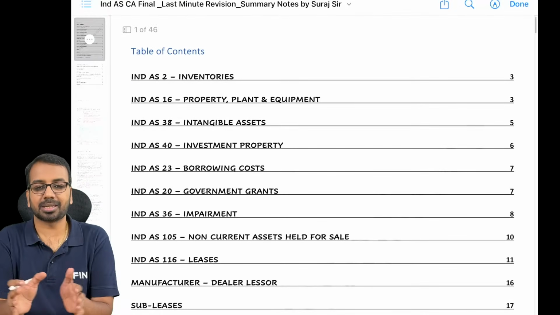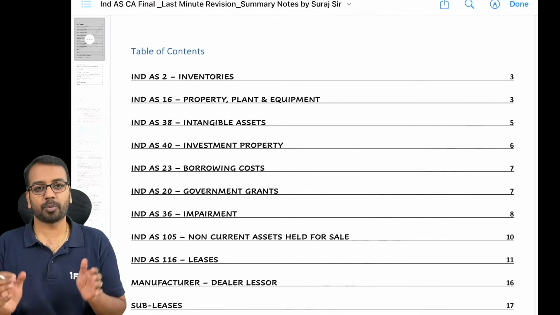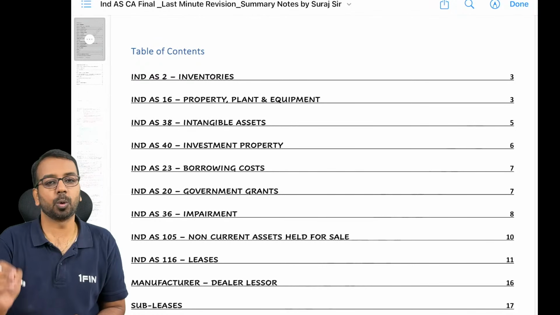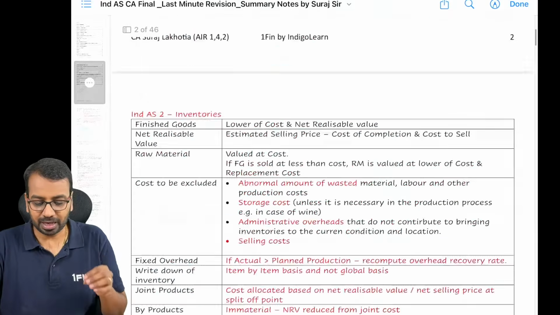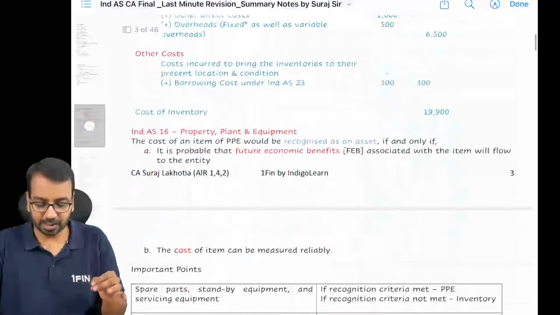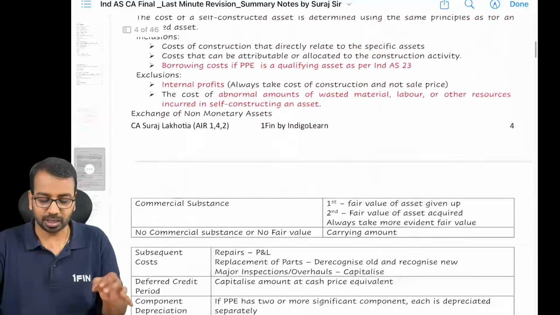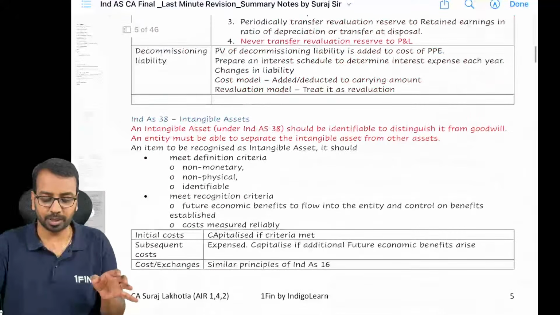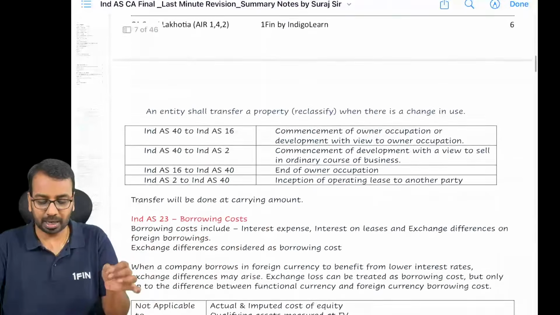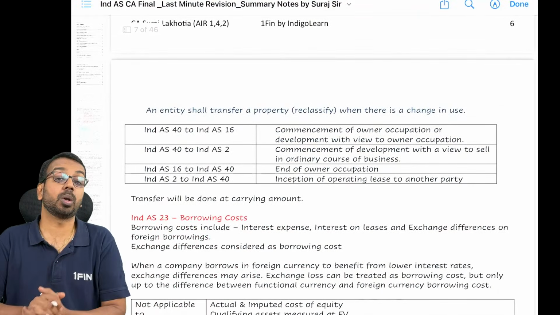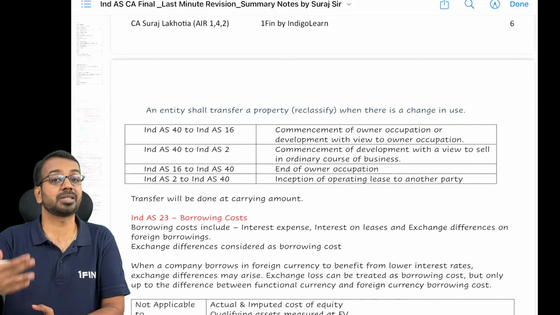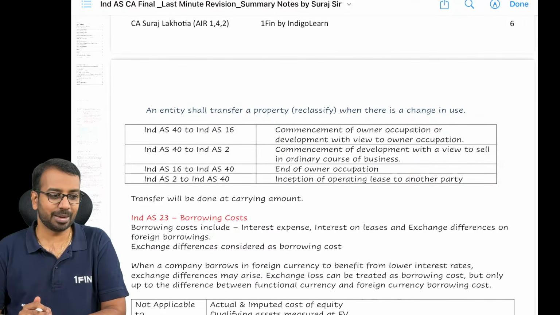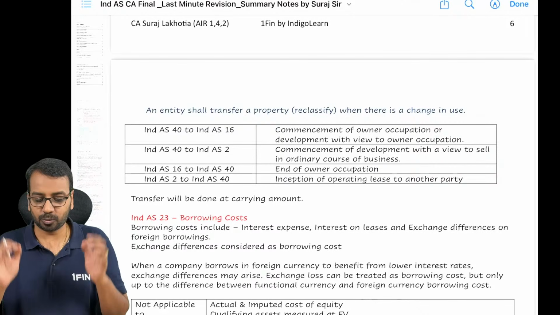Before I begin, a couple of quick things. One is this summary of Ind AS important pointers. You can download it from the resources section on our app. Very briefly for each standard, for example Ind AS 2 in about 1 page, Ind AS 16 in about 1.5 pages, Ind AS 38 in about 1.5 pages, I have summarized all the important points. You can have a look at it as a quick referencer just before the examination.